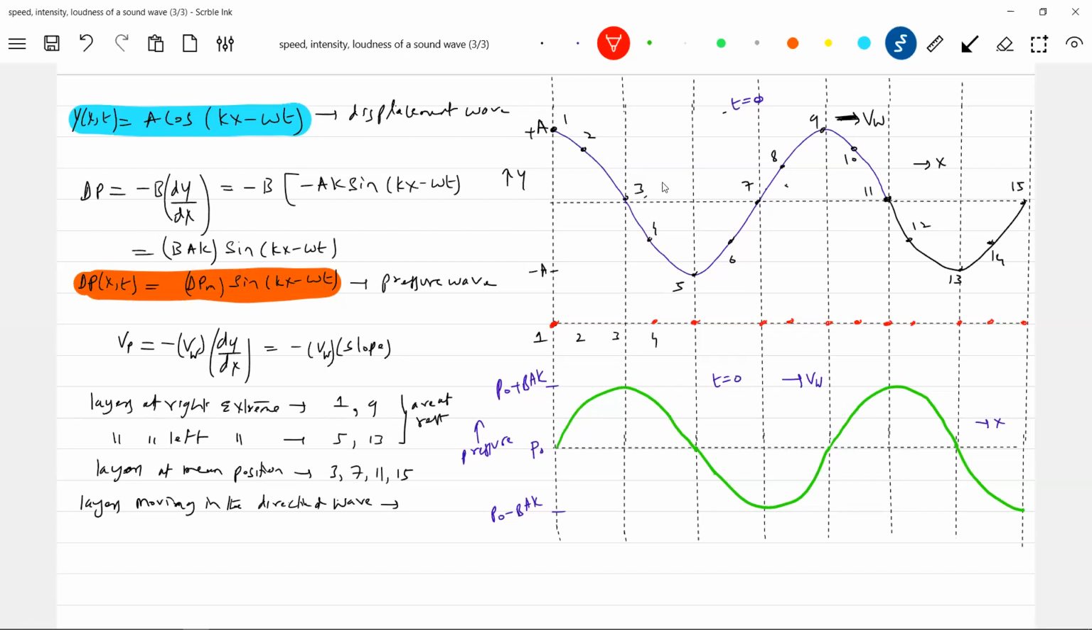Okay, somebody is telling me, sir, the arrows are not visible properly. I'll put them once again. See that one. Okay, no, this is clear. Now, coming to the next, 6 will be like this. What about 9? 9 will be at rest. Again, 10 will be moving like this.